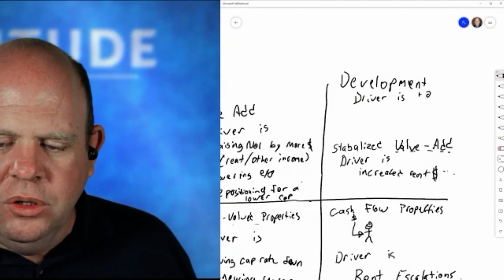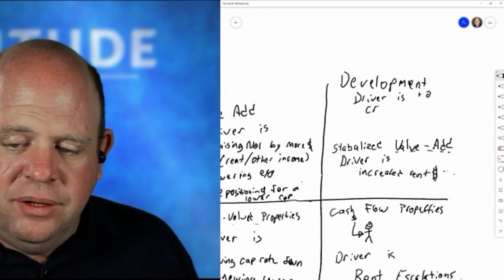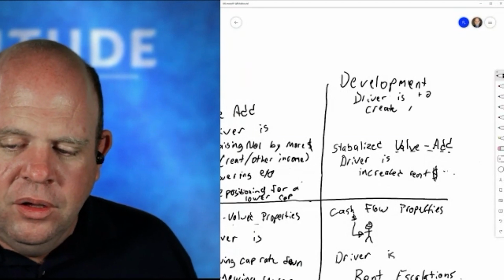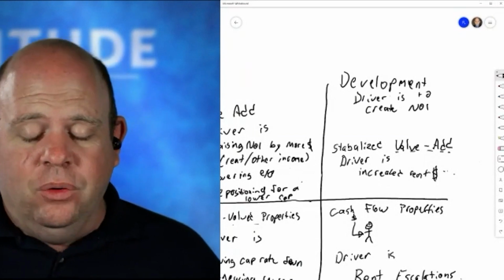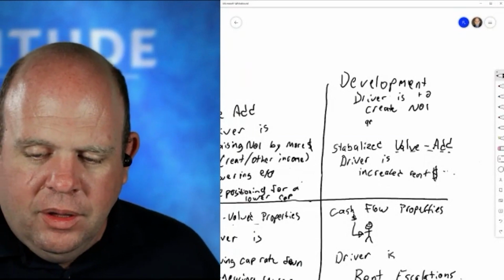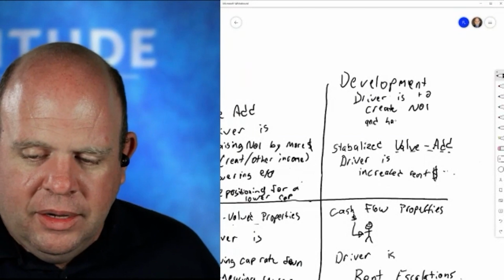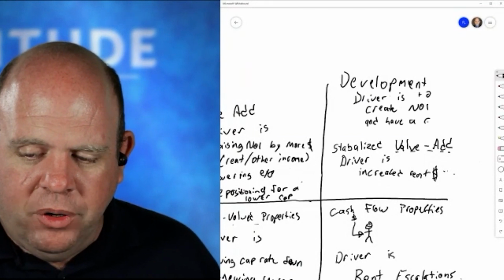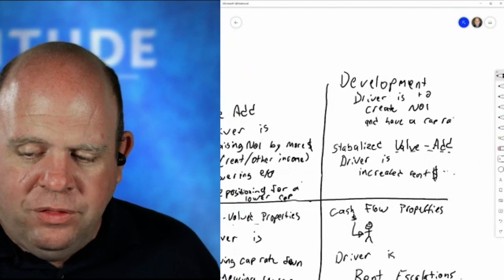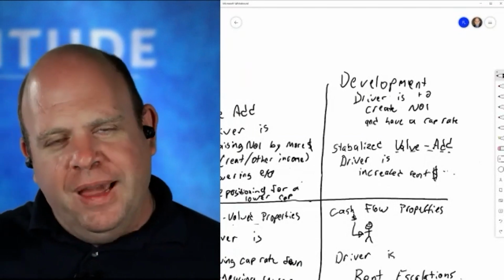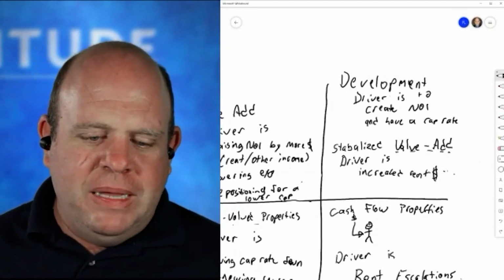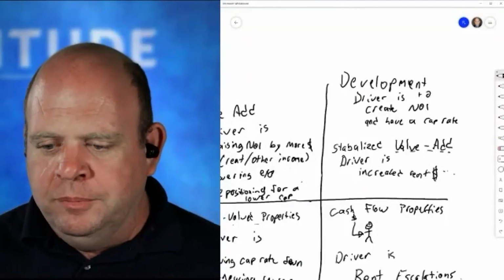Driver is to create an NOI, right? You're building a space in order to rent it out and have a cap rate. And the lower, the better, right? So you want to build the best building you can so that cap rate is as good and as appealing in the marketplace as possible.